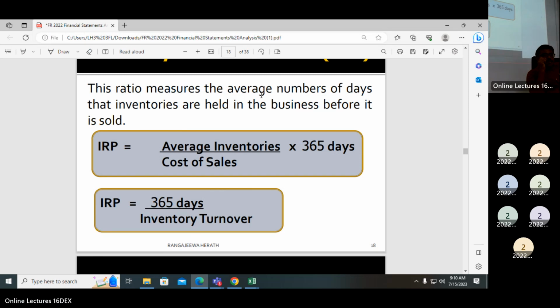So inventory turnover increase favorable. When the inventory turnover increases, inventory residence period decreases. Last year it took 37 days to convert inventory into sales. This year, within 24 days, we can convert. Favorable or unfavorable?